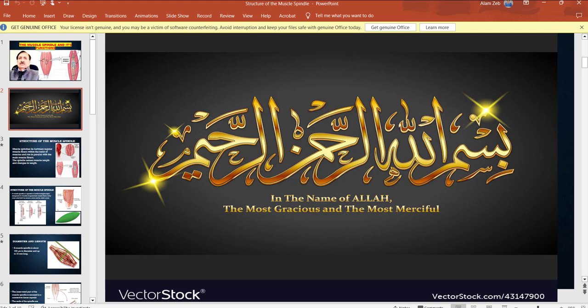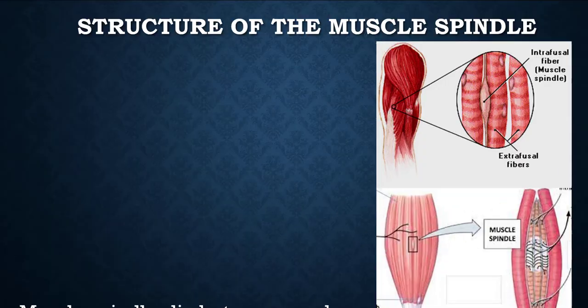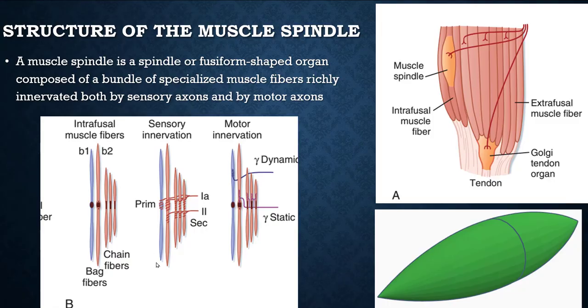Today's lecture is about the structure of the muscle spindle. Muscle spindles lie between the regular muscle fibers, in the belly of the muscle, and run in parallel with the main muscle fibers. The spindle senses muscle length and change in length.